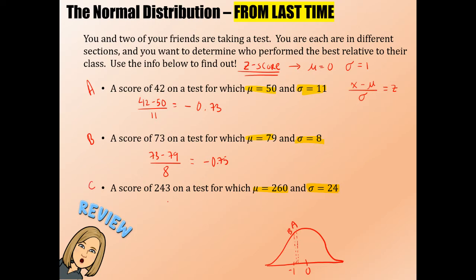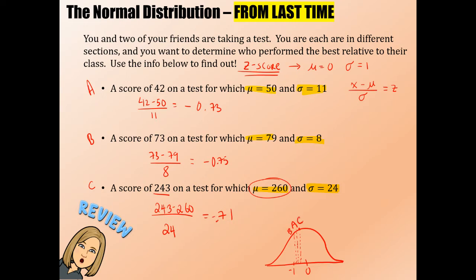What about student C? They got a 243 and the average was a 260. So 243, the difference between what they scored and the average, still below, farther below than any of these other ones. And then the standard deviation is 24. So 243 minus 260, oh my goodness, divided by 24. I get about negative 0.71.